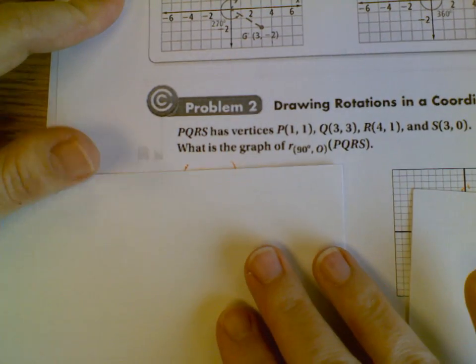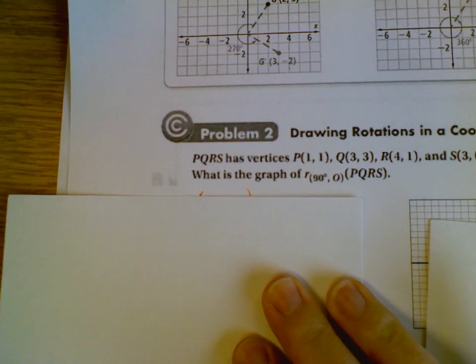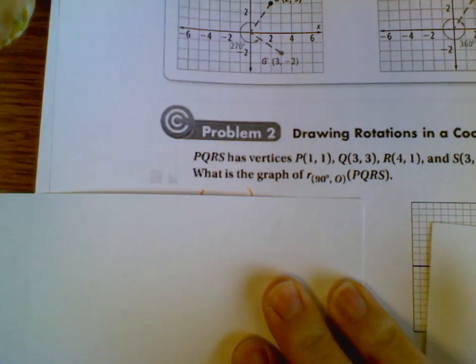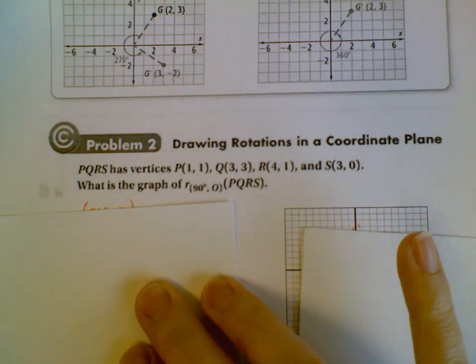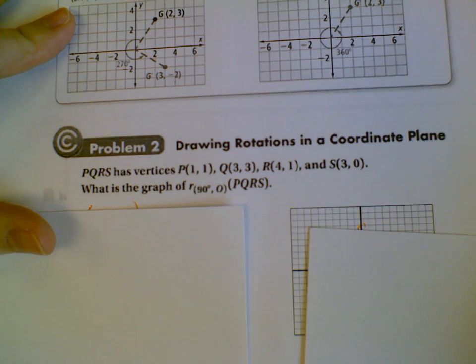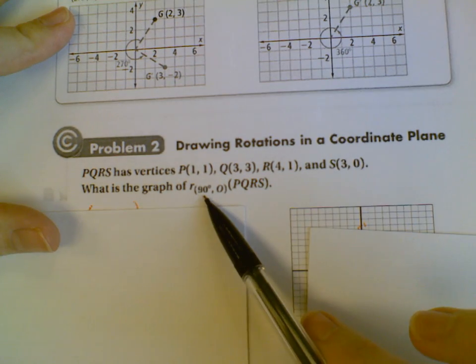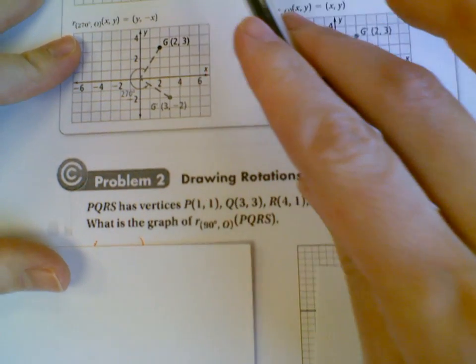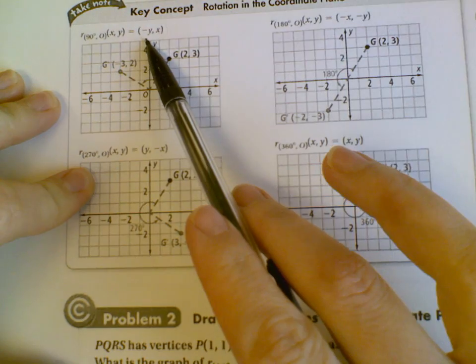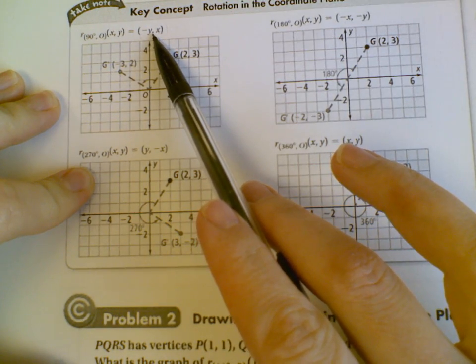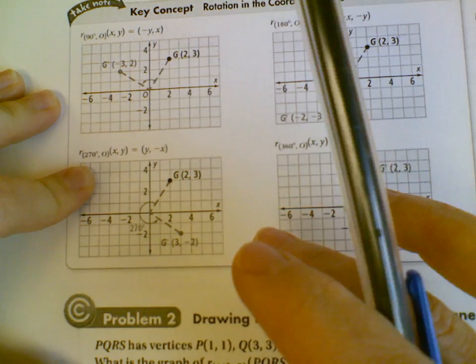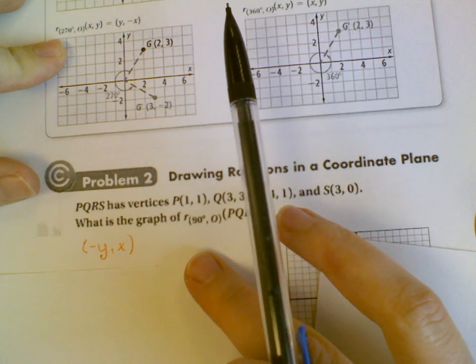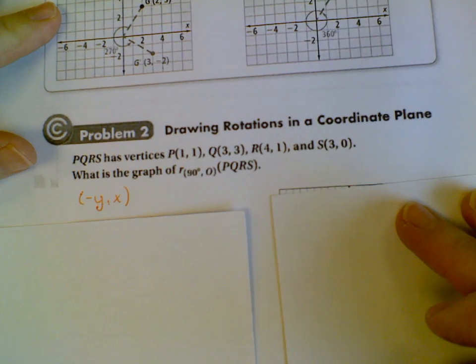So here is my first graph. It has the vertices 1, 1, 3, 3, 4, 1, 3, 0. It's asking me to take that polygon and rotate it 90 degrees around the origin. So I come up here to my formula. My formula tells me that I need to do the opposite of y as my first number, and x stays as the second number. So that's my formula I'm going to use for all of these.